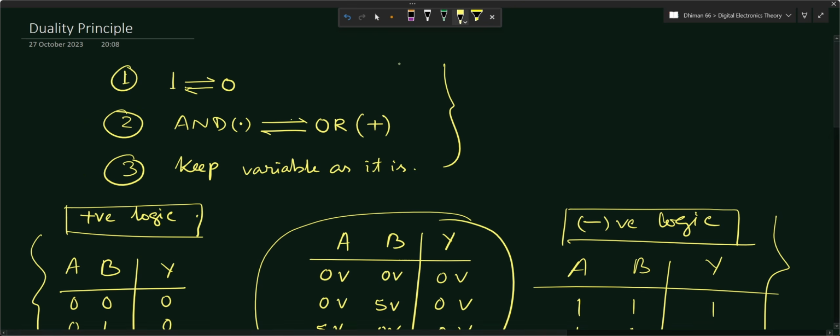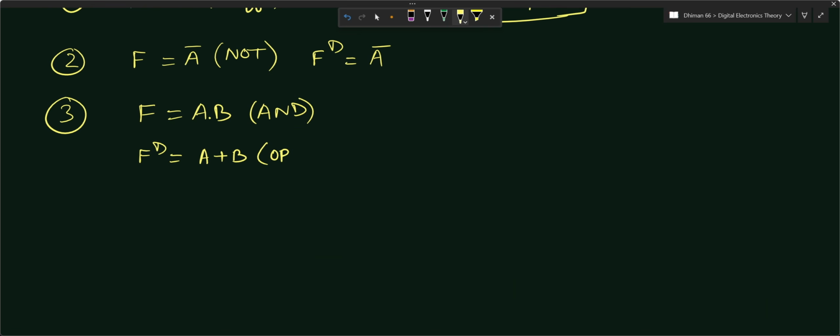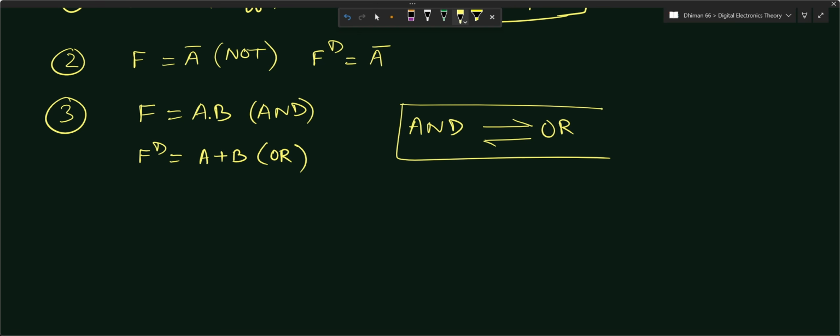Let us read the rules again. These are the steps involved, or the procedure, for finding the dual of a given expression. So we are replacing the AND operation with OR operation. We are keeping the variable as it is. So what do we understand from here? AND operation is reversible with OR operation in the case of dual expression. Okay, so here we have found this one.